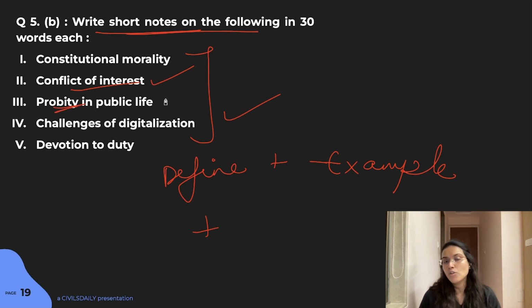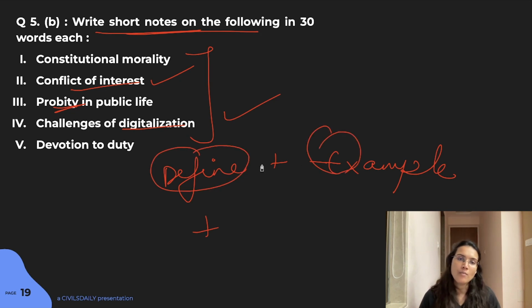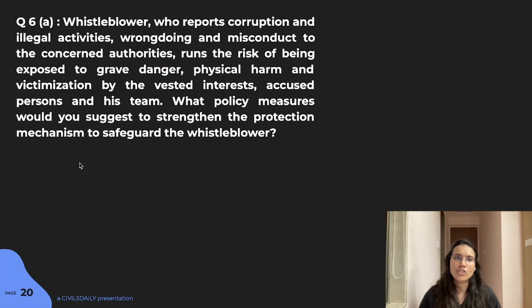Probity, again, you can talk about utility in public life. So with respect to corruption or proper resources, efficiency, these kind of things you can mention. Then for digitization, what you're defining is digitization, and you're writing about some of the examples. And then in the last portion you can talk about challenges. Okay, so like this, you can divide this question and write proper answers. Okay, that is the major structure that you can keep in this particular type of question.